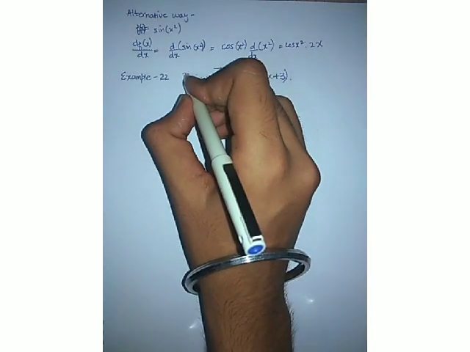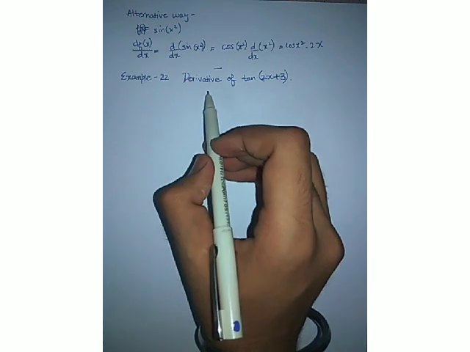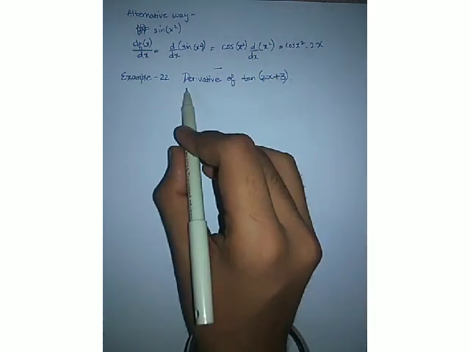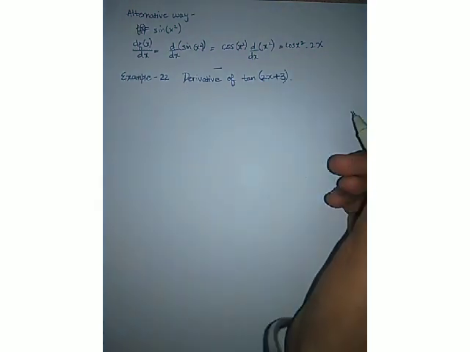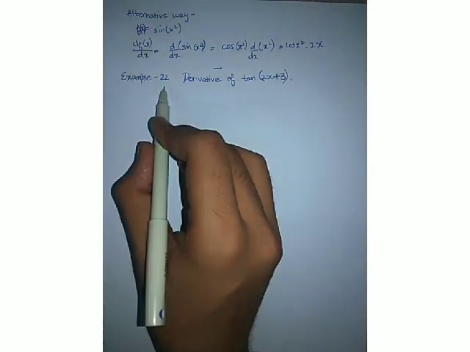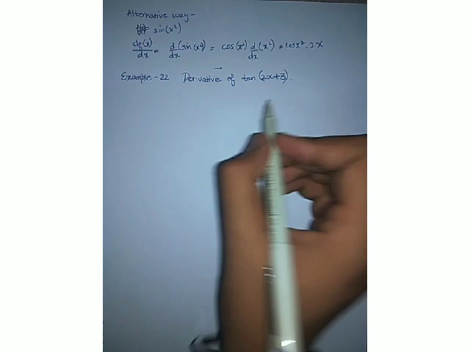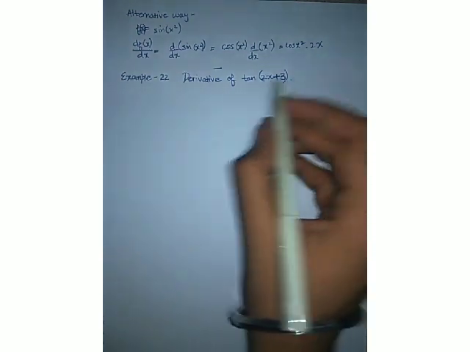Welcome again. In the previous videos, we have done example 21 using the alternative way as well as the chain rule. Now we will find the derivative of tan of 2x plus 3 with the chain rule as well as by the alternative way. It's example 22 in the 5.2 exercise of the NCERT book. Let's start. So, derivative of tan 2x plus 3.